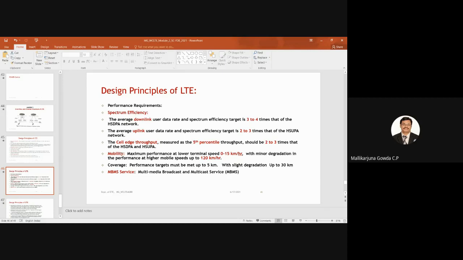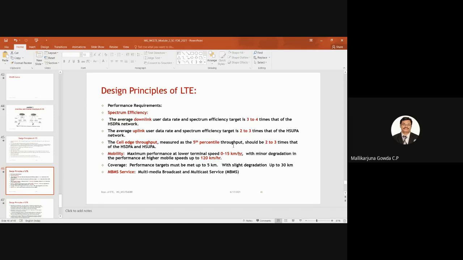Mobility. Okay, so it should be able to provide whatever the performance I said, that the data rate and spectrum efficiency, even when the user equipment, that is when the user, is moving at a speed of 15 kilometer per hour. Okay, 0 to 15 kilometer per hour. At that speed, if he is moving during that time, he should be able to get the maximum performance. Okay, maximum performance is what? That is downlink speed of 100 Mbps, uplink speed of 50 Mbps, other things, right?